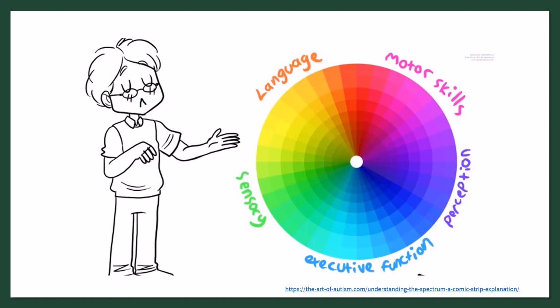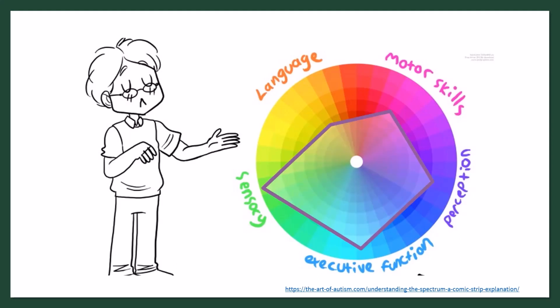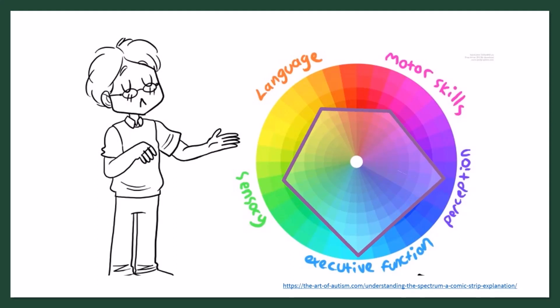In this diagram, it's looking at these common skills affected by autism: language, motor skills, perception, executive function, and sensory processing. So one person's place on this spectrum could look like this, with strengths and weaknesses in different areas. Another person's might look more like this. Now, bear in mind that this does not vary merely from person to person, but can vary over time, including even in the space of one day or one hour.